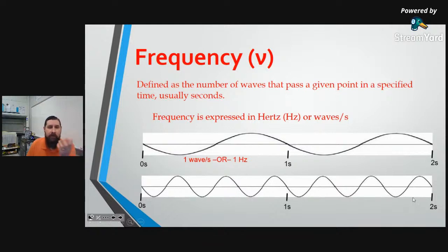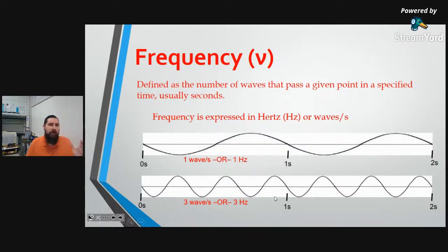So 6 waves divided by 2 seconds gives you 3 waves per second, or a frequency of 3 hertz. Just as easily, count the number of wave peaks that occur per second, and you can see there's 1, 2, 3 wave peaks. So hence a frequency of 3 waves per second, or 3 hertz. So that's frequency.